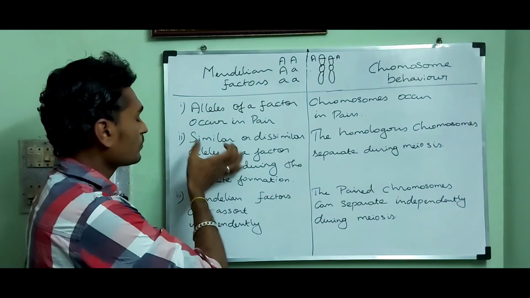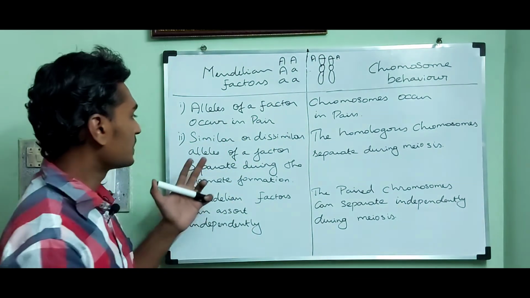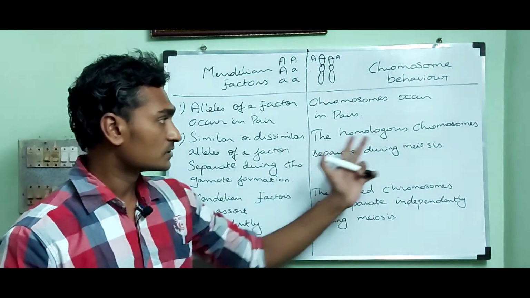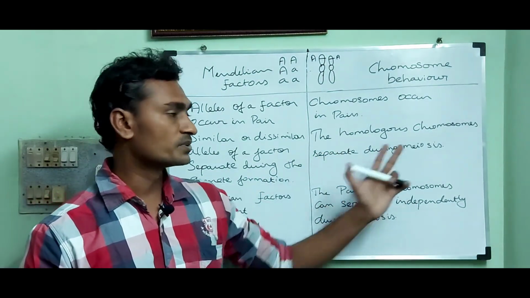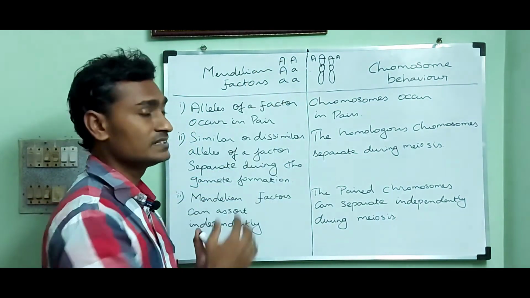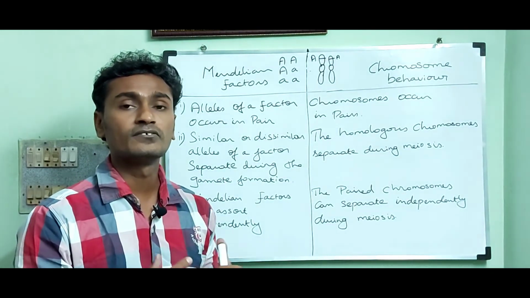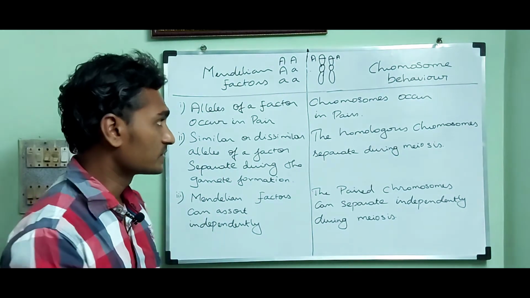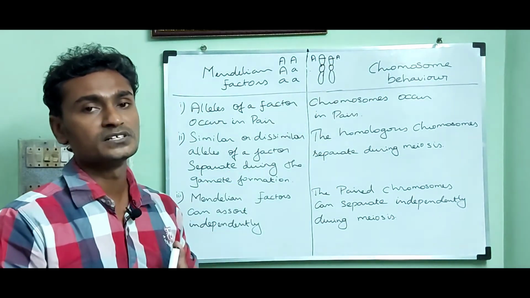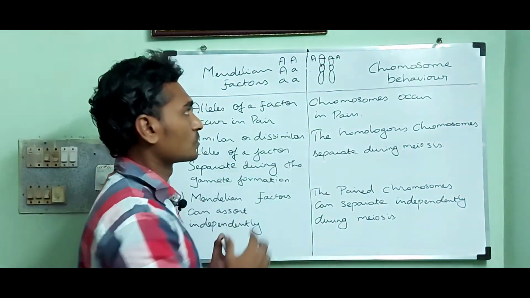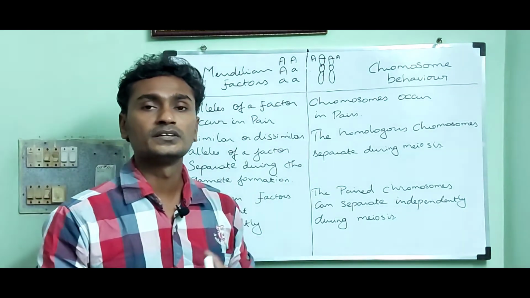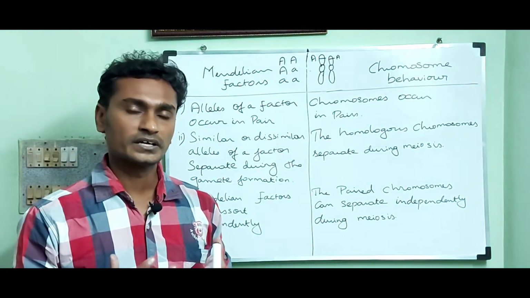Then the second point is similar or dissimilar alleles of a factor separate during gamete formation. Here the homologous chromosomes separate during meiosis. So during gamete formation the alleles get separated and develop into gametes. Likewise in the chromosome also, during meiosis the spindle fibers separate these two chromosomes. So the two chromosomes develop into two gametes.